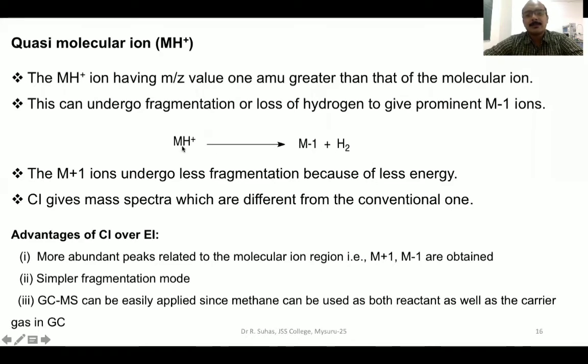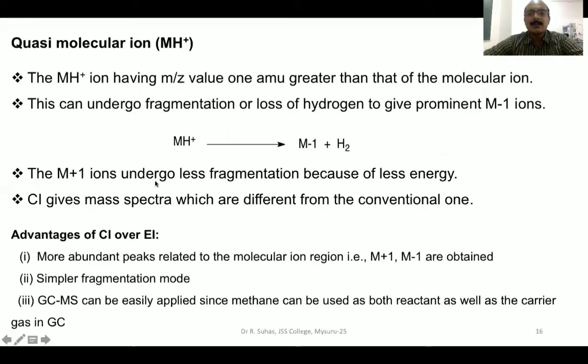So what happens? This MH plus loses one hydrogen. One hydrogen is lost, that is minus 1, it becomes M minus 1, and a molecule of hydrogen is liberated. Here, the MH plus ions usually undergo less fragmentation because they have very little energy. So MH plus will be the prominent peak in the mass spectrum.